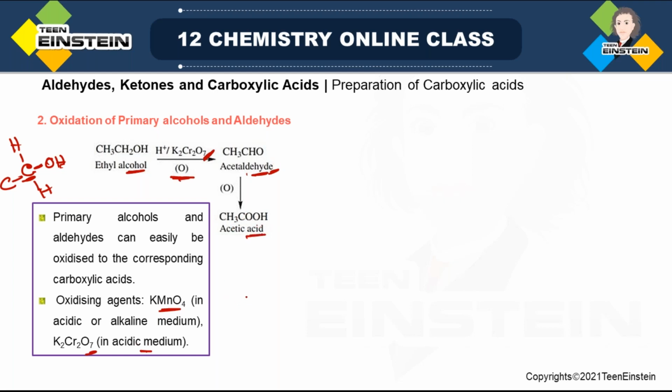But suppose you are using some mild oxidizing agent, there are some special oxidizing agents which are used to stop the reaction at this position. But here our purpose is not to stop the reaction at the aldehyde position. We want the ultimate product, carboxylic acid. So obviously we have to use strong oxidizing agents like K2Cr2O7, sometimes it may be Na2Cr2O7, and potassium permanganate.